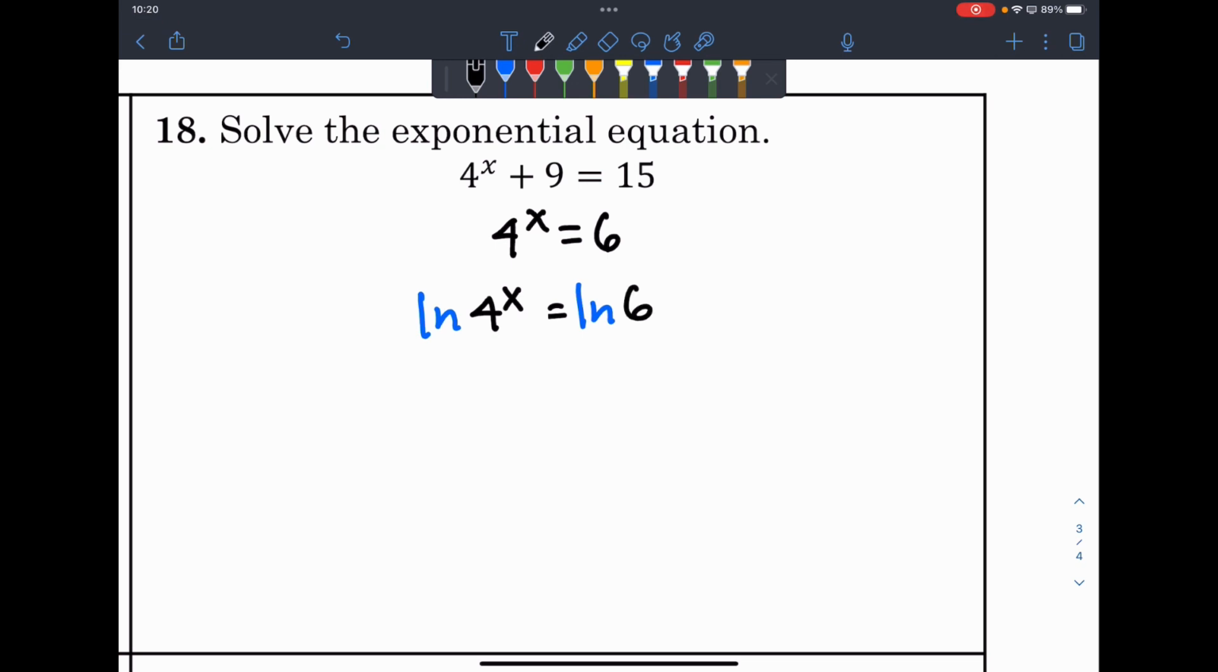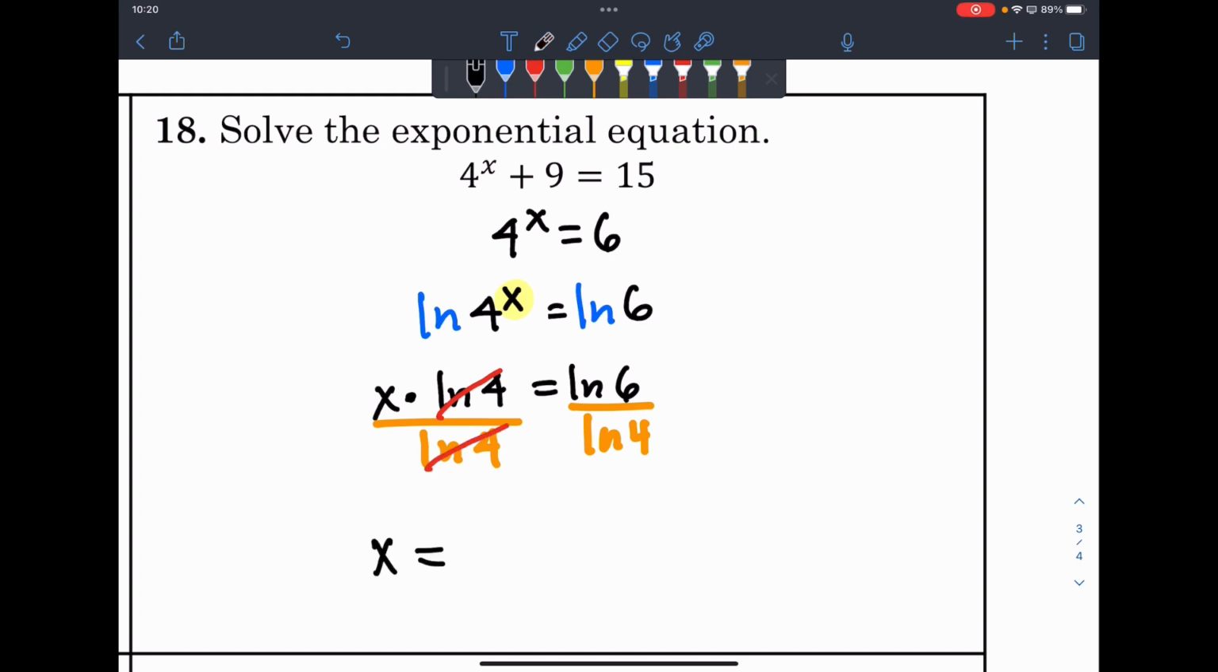And using the same property from the last example, we're going to pull this x to the front. So x times the natural log of 4 equals the natural log of 6. And to solve this, we're going to divide by the natural log of 4. That reduces these two to 1, and x is isolated, and we know what the value of x is. X equals the natural log of 6 divided by the natural log of 4. So this is your solution. And on this one, we're not going to estimate a value or plug this into the calculator. We're going to write it like that.